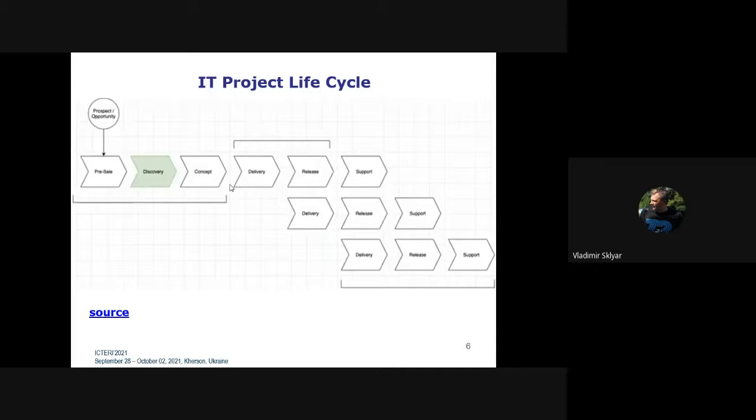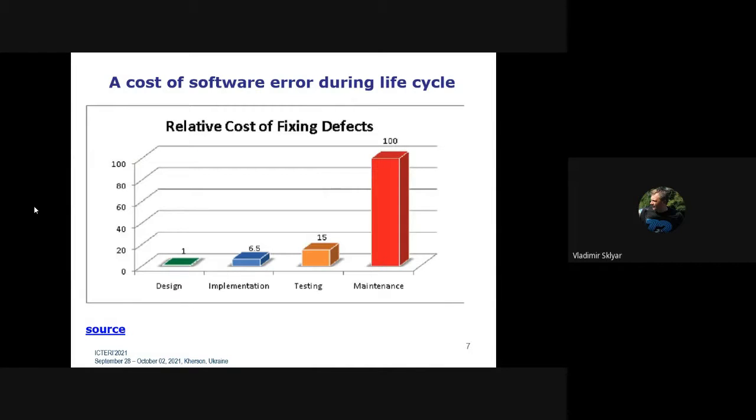Agile life cycle or waterfall life cycle could be inside the delivery stage, but usually a project is cut into some increments, yes, to provide value to customers and to potential users as soon as possible. And why is business analysis so important?